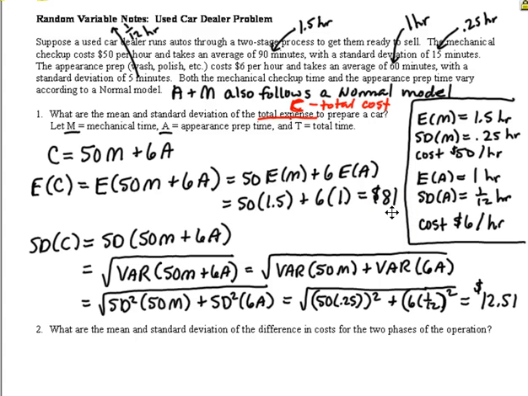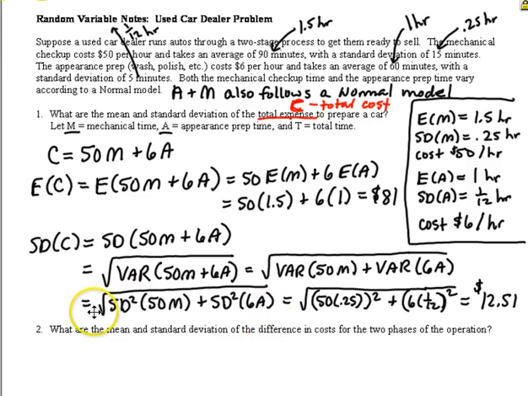Pretty straightforward. Now the standard deviation, however, remember we can't add them in a straightforward way. We have to realize that we're dealing with variance, and so we have to use that Pythagorean theorem of statistics. So we know that standard deviation is the square root of variance. So we start with that. We know that variances add, so we went to this part. Then we know that the variance is the square of standard deviation. So this is standard deviation squared of 50M plus standard deviation squared of 6A.